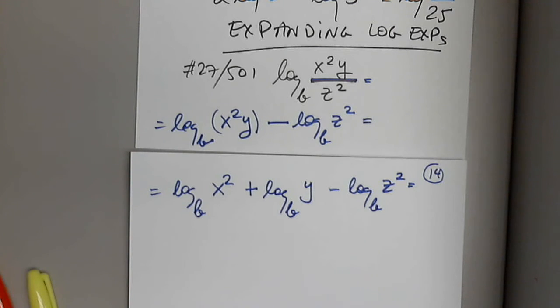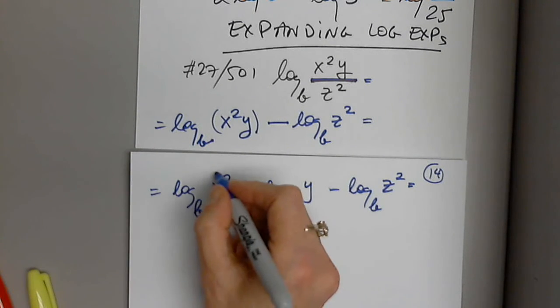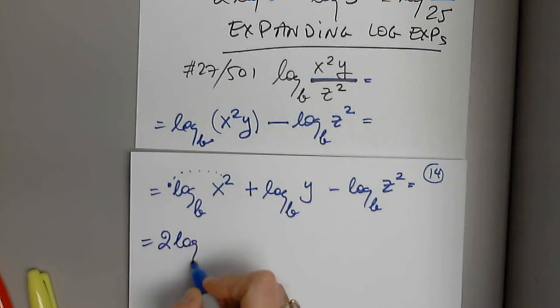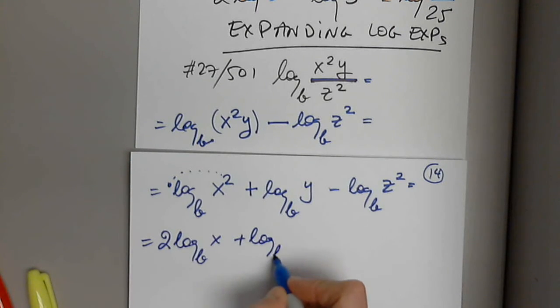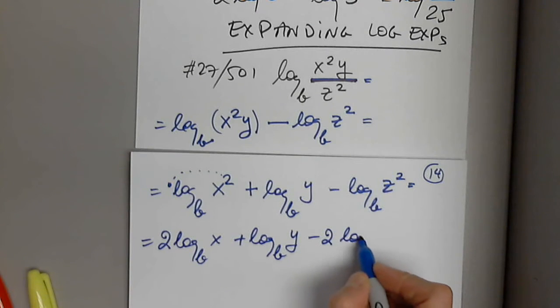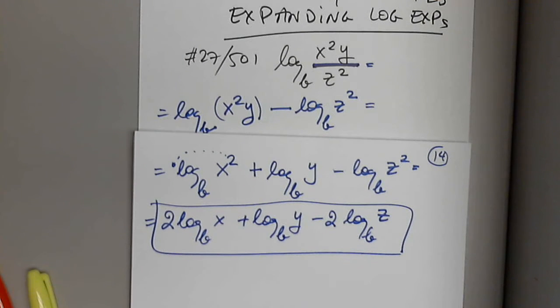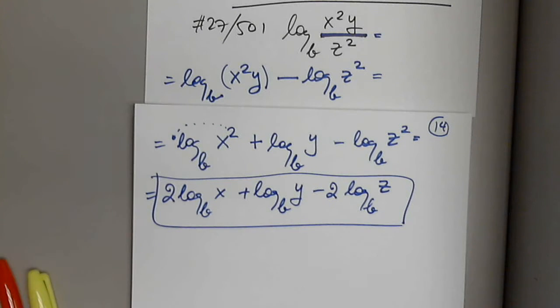So we're done with products, we're done with ratios, normally in the order of ratios and then products. But now I have one more property to apply. What is that property that I need to apply now? The power. So this power becomes a factor in front. Remember, it's not plus. By factor, we mean multiplication. So this is 2 times log base b of x plus log base b of y minus 2 log base b of z. And this is fully expanded. We can no longer expand or apply any property.